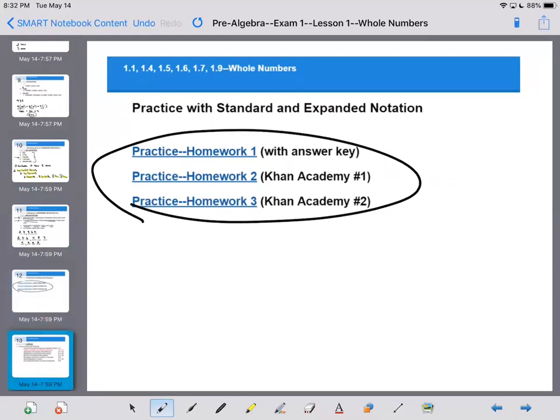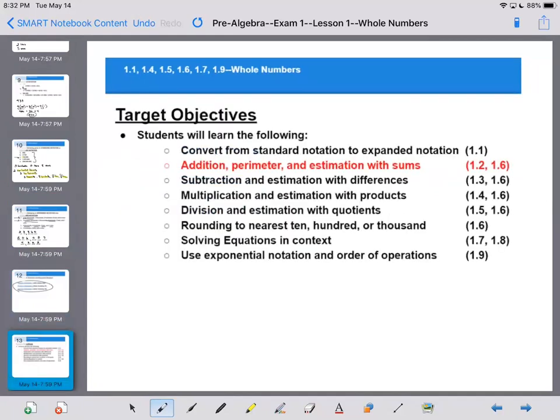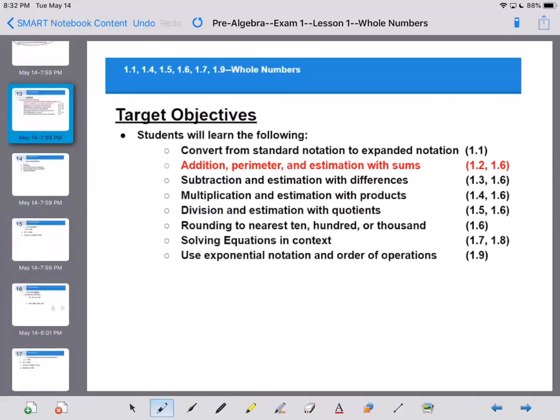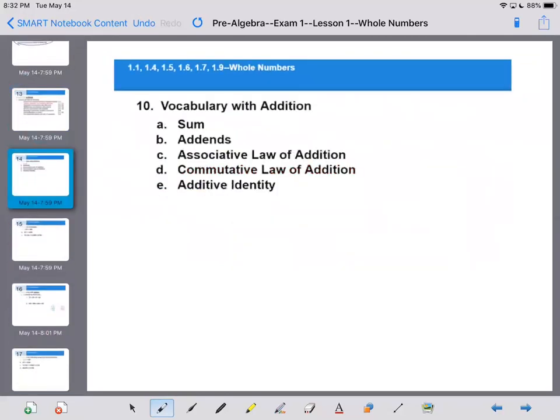All right, addition, perimeter, estimation with sums. So I'm not going to go into the standard way to add. You're familiar with that. But some of the vocabulary with addition, you're going to hear things called sums and addends and associative and commutative and additive identity. Those are all dealing with addition.